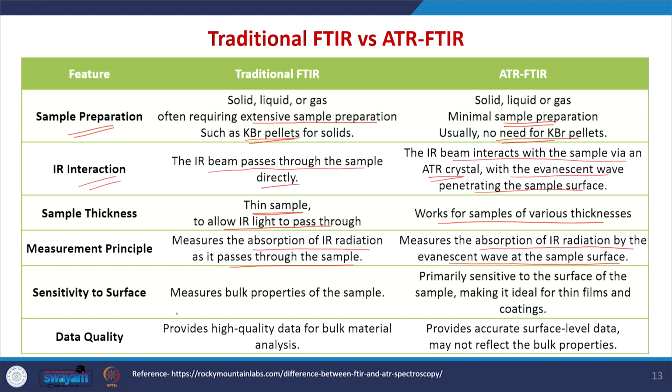And the traditional FTIR measures bulk properties of the sample, and ATR-FTIR is primarily sensitive to the surface of the sample. That is why it makes it ideal for thin films and coatings. In the case of traditional FTIR and ATR-FTIR, the data quality is almost similar. Traditional FTIR provides high quality data for bulk material analysis. ATR-FTIR provides accurate surface level data, and that may not reflect the bulk properties.